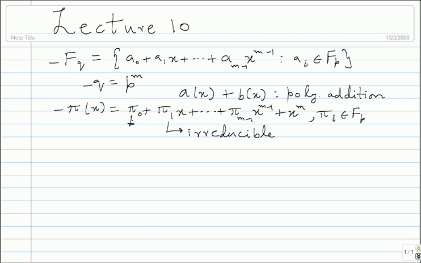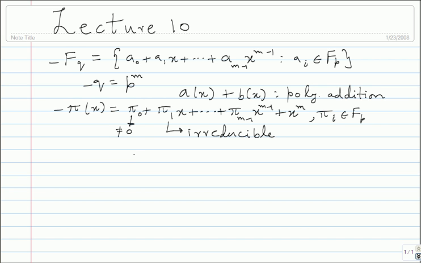Okay, what about pi 0? Can pi 0 be 0? It cannot be 0. If pi 0 is 0, what happens to this polynomial? It's reducible. You can pull x out, right? So pi 0 is not 0. Even that you know. In the binary case, if p is 2, what will pi 0 be? 1, right? Something that's not 0 in binary has to be 1. There's no other choice. So that's how pi of x would look.